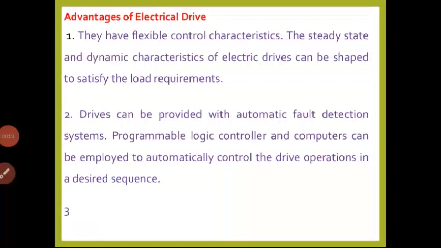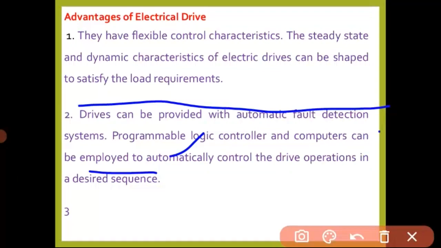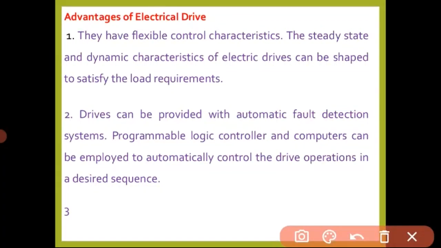So the next bit is advantages of electrical drives. They have flexible control characteristics. The steady state and dynamic characteristics of electric drives can be shaped to satisfy the load requirement. So this is the advantage: it has flexible control characteristics, so we can change them according to our load requirement. Drives can be provided with automatic fault detection.